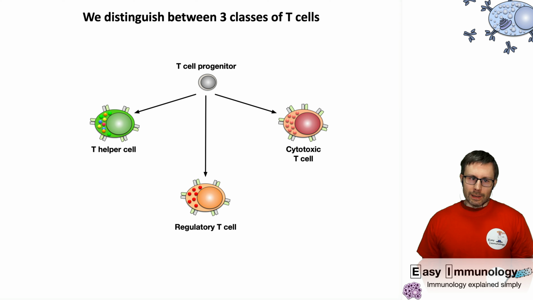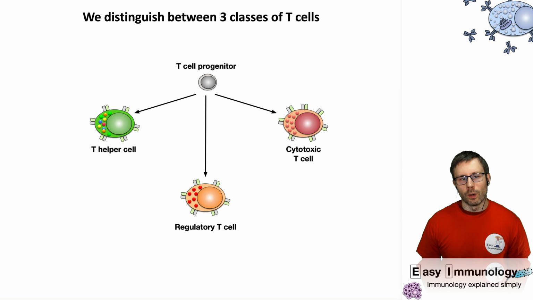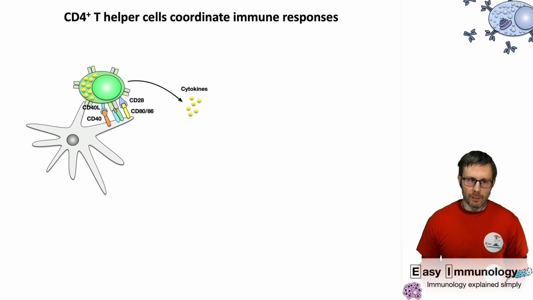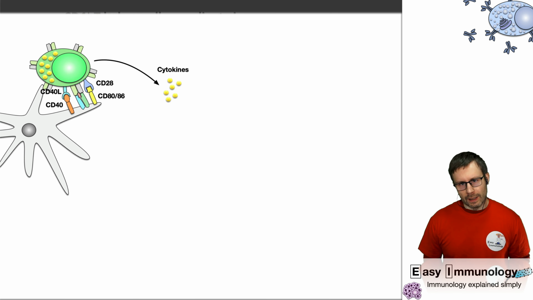So unfortunately, as I tell my students all the time, it is more complicated because there are different types of T cells that can develop. So we have 3 types of T cells. We have helper T cells, we have regulatory T cells, and we have cytotoxic T cells. And I want to just go through them one by one and explain what they do and what their distinct functions in the immune system are. So let's start with the helper T cells. They are CD4 positive. This is something that we will look at in the later half of the lecture.